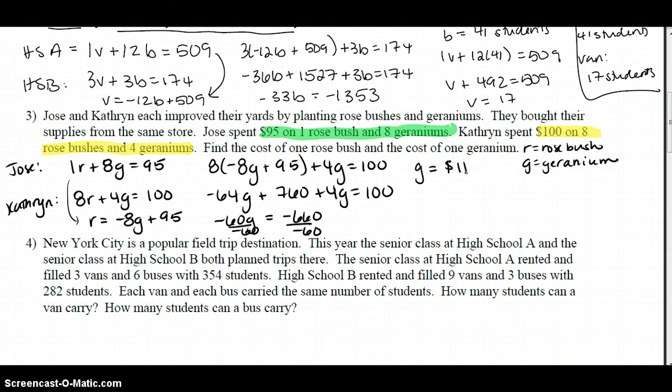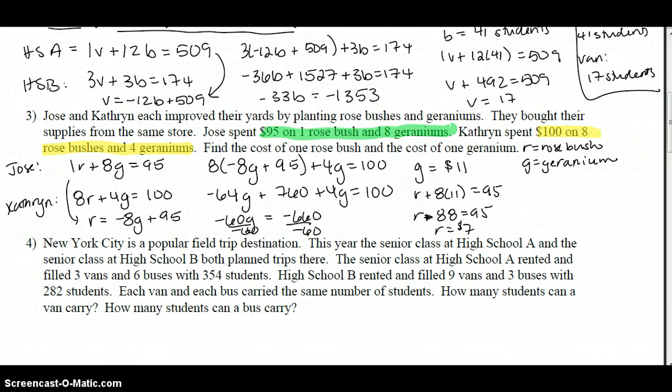Once again, if you got a negative answer on there, that wouldn't make sense. Let's plug that back in. So R plus 8 times 11 equals 95. R plus 88 equals 95. So R equals 7. Okay. Make sure that you take that equation and plug it into the other one to make sure that it makes sense. So you would do 8 times 11 plus 4 times 7, and you should get 100, and we don't.